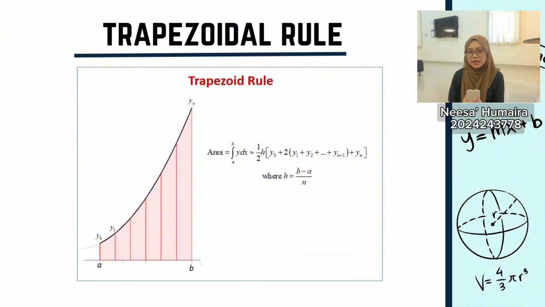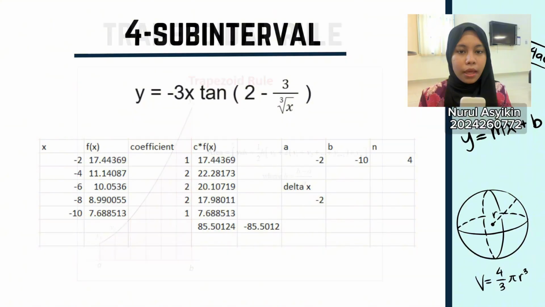Then, we will substitute the area formula of the trapezoid into A. And lastly, after factorizing h over 2, we will get the formula as stated below. Only the first vertical side y0 and the last vertical side yn appear once. The rest of the vertical sides appear twice. We move on to the question.